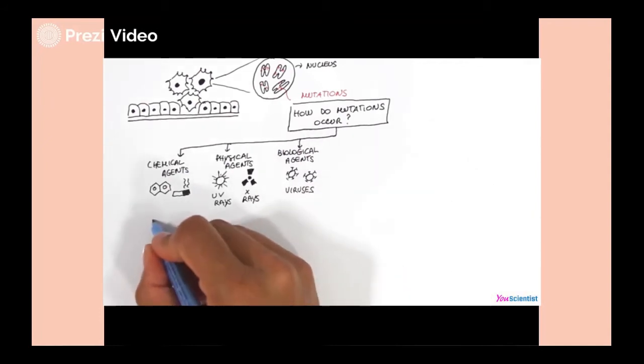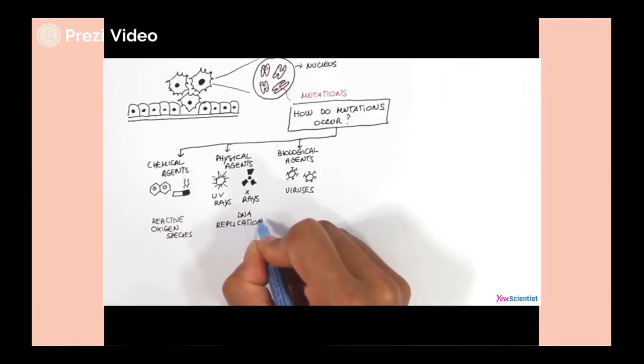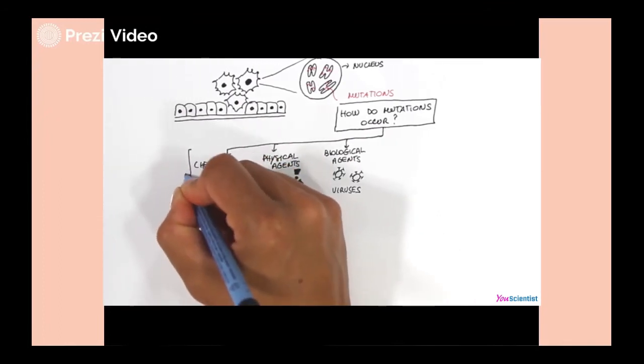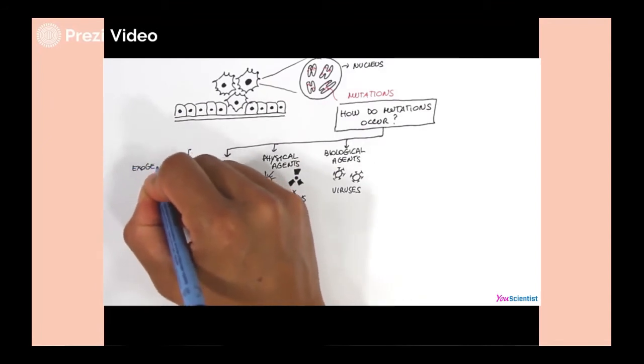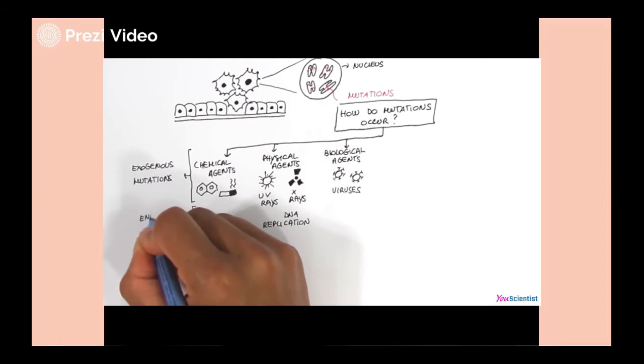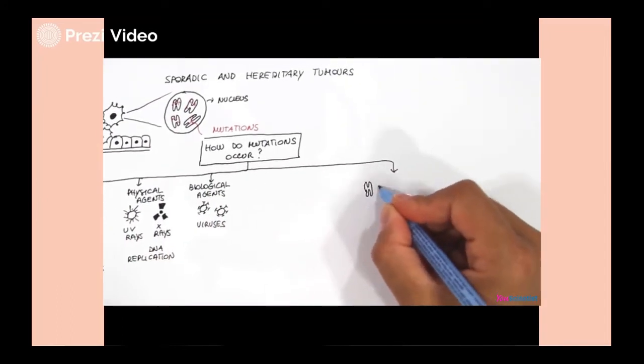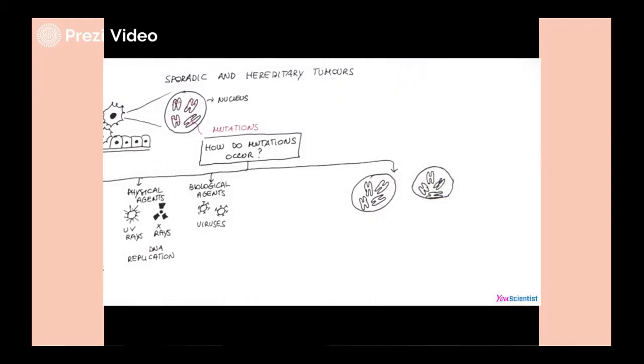Our DNA can also be damaged by molecules generated by cell metabolism, such as reactive oxygen species, or during DNA replication. In the first case, we talk about exogenous mutations, since they are caused by external agents. In the second one, we talk about endogenous mutations, since internal agents cause them. There is also another possibility.